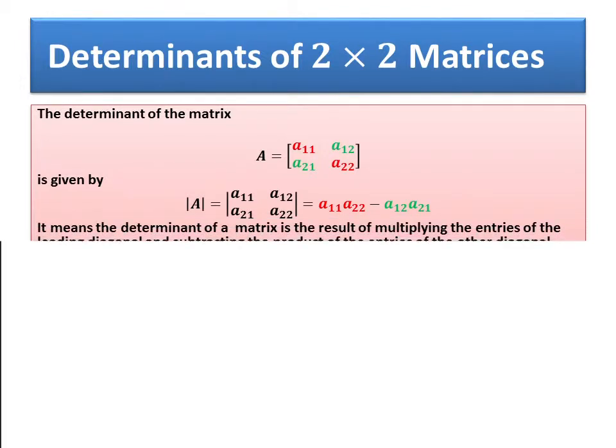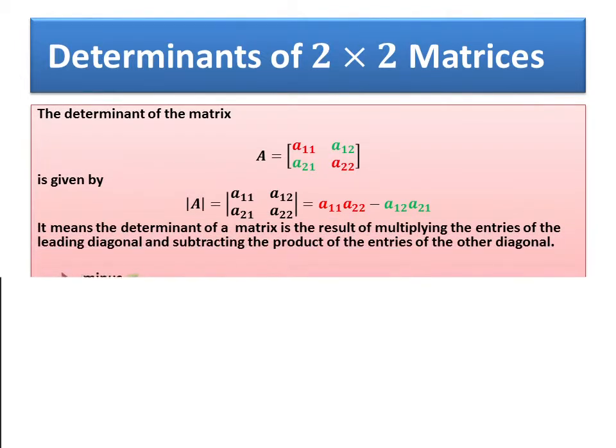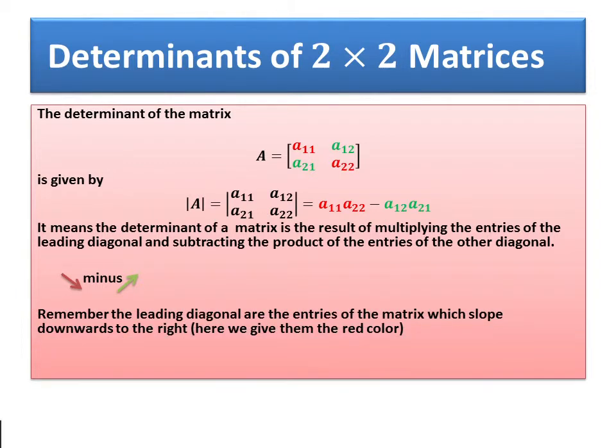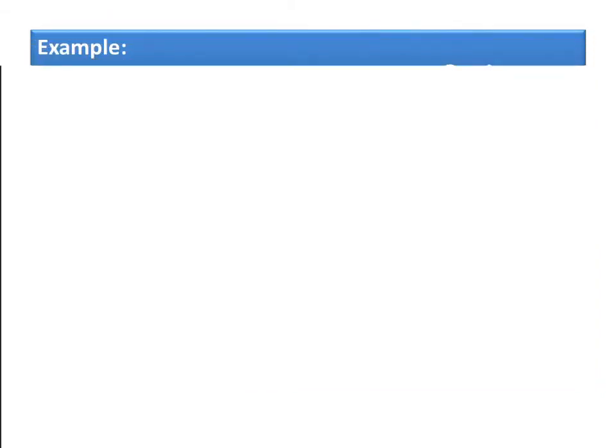And I try to make an illustrative diagram for this. I put a red arrow having its slope downwards to the right, and then I write minus, and then a green arrow, as we see in front of us. So we make it easy for us to calculate the determinant of a 2 by 2 matrix. This will be made clearer by the following example. Here we have an example.